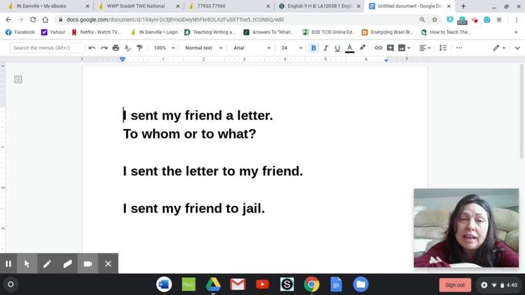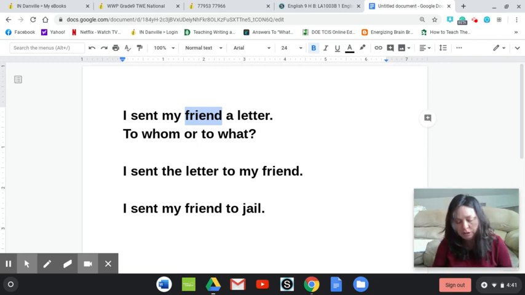We could rewrite that as I sent the letter to my friend. So to whom did I send it? My friend. Therefore, friend is the indirect object. All right. And you can see that on page 63, the very top kind of gives you the most basic definition they could possibly give you.